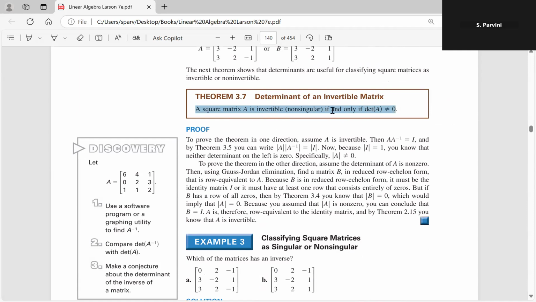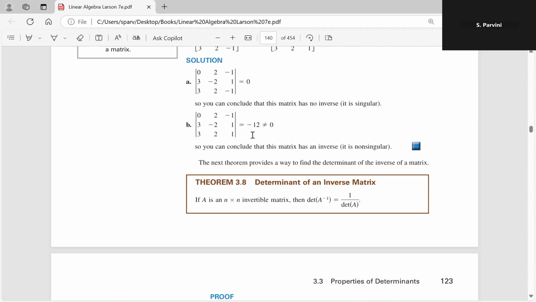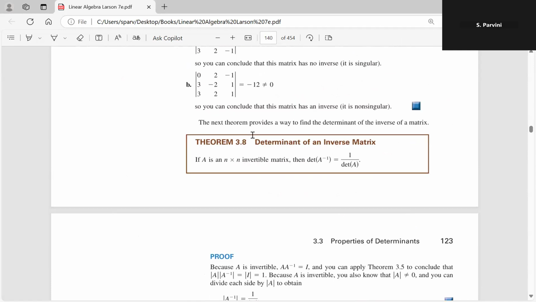The other one we looked at was this important theorem that told us a square matrix is invertible if and only if the determinant is not zero. And the consequence of this theorem was that we were able to enhance our list of statements about the inverse of a matrix. I'll show you those in a few moments, the equivalent statements that we have about a non-singular matrix.